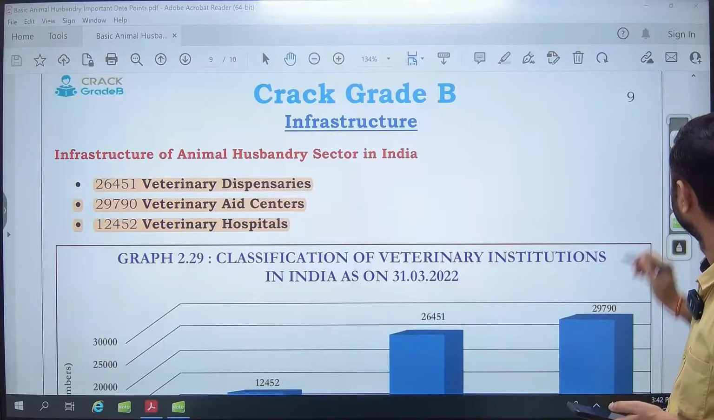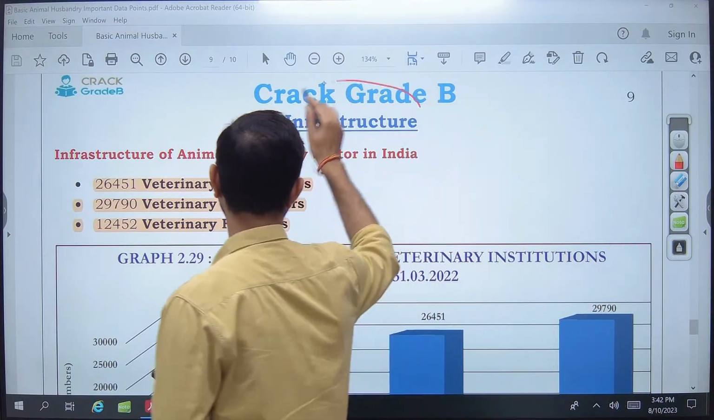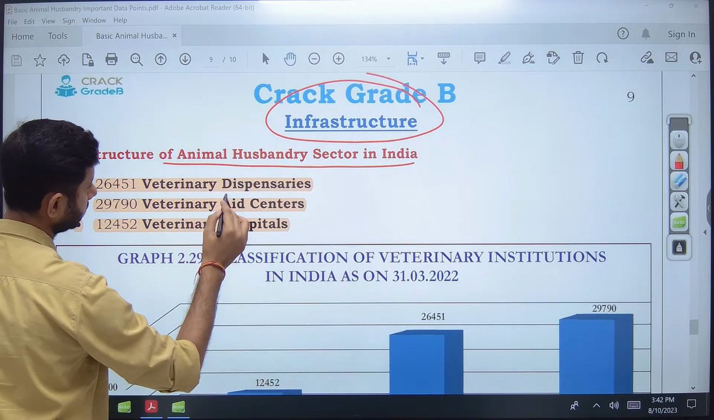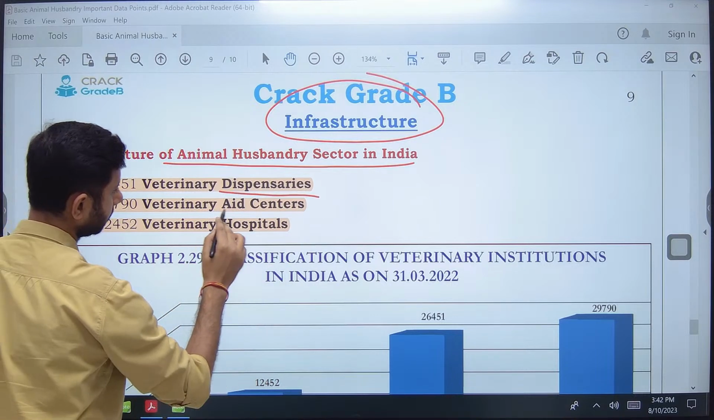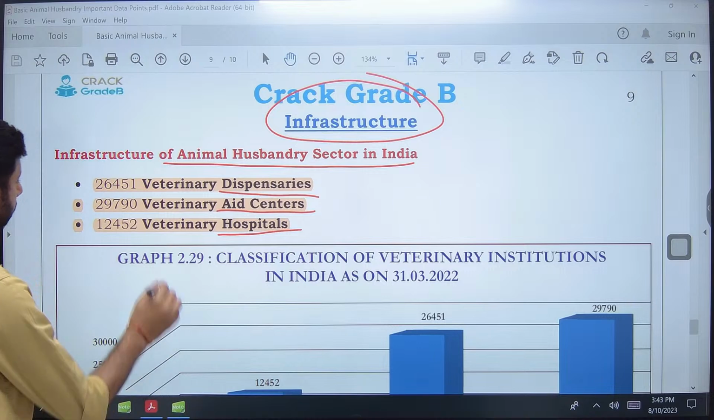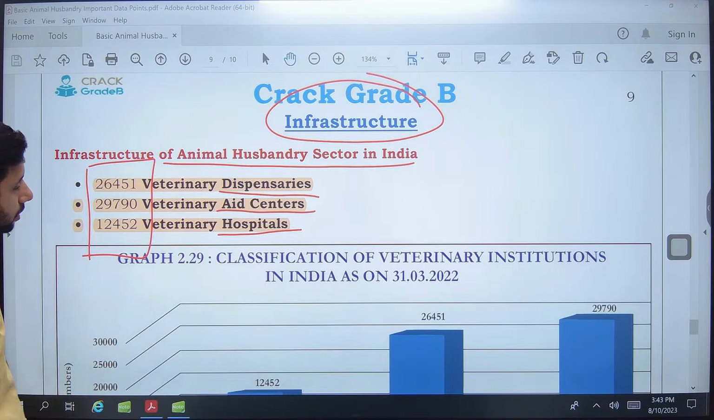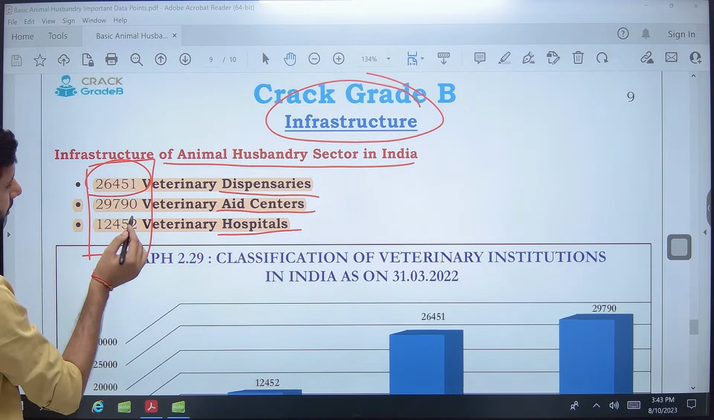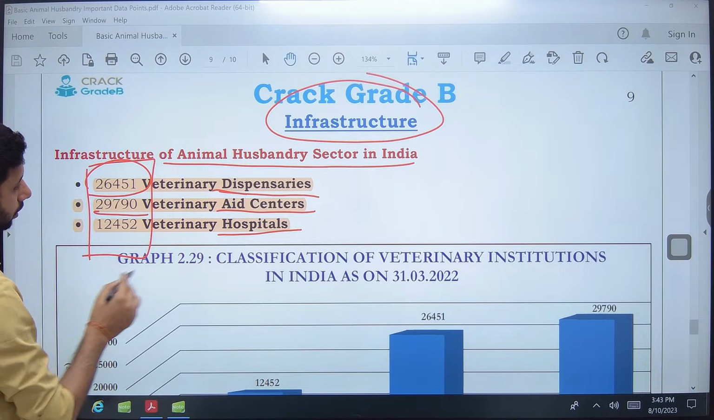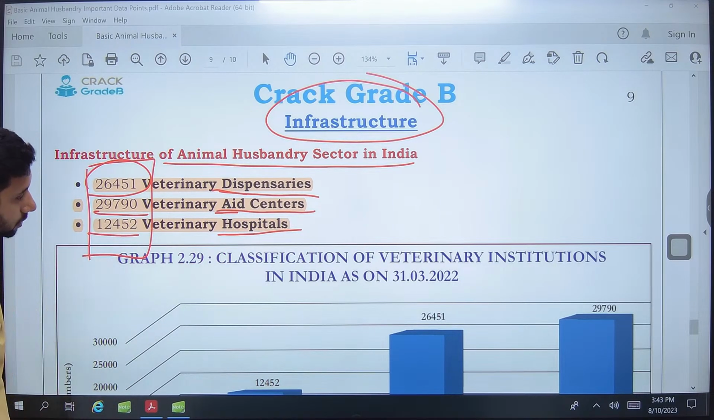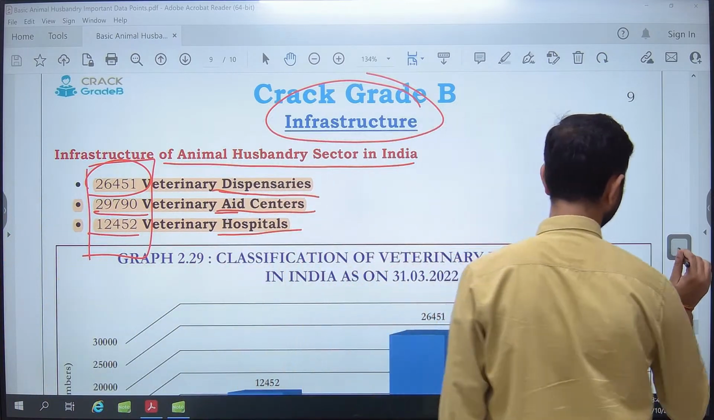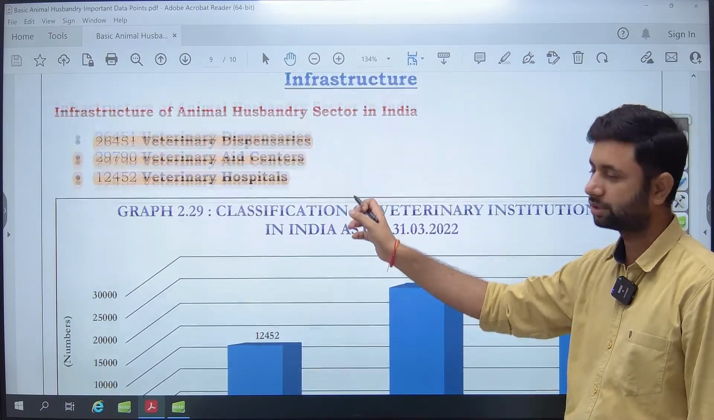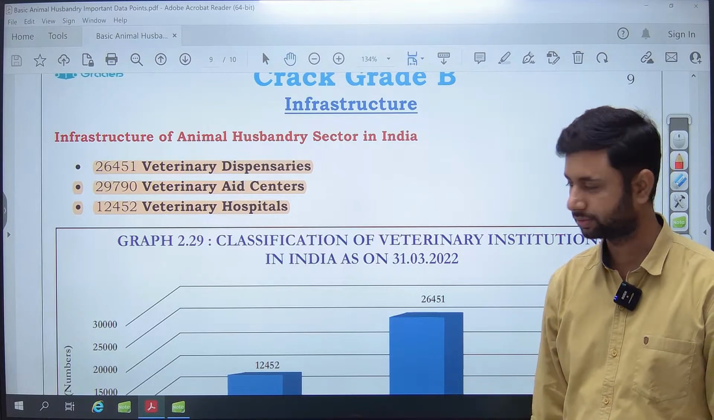Now we come to our last topic, which is infrastructure with respect to the animal husbandry sector in India. There are three things: veterinary dispensaries, aid centers and hospitals. You can remember 26,000 dispensaries, 29,000 aid centers, and 12,000 hospitals. There is nothing but cramming that we can do, but this data is not that important compared to the commodities that we just discussed.